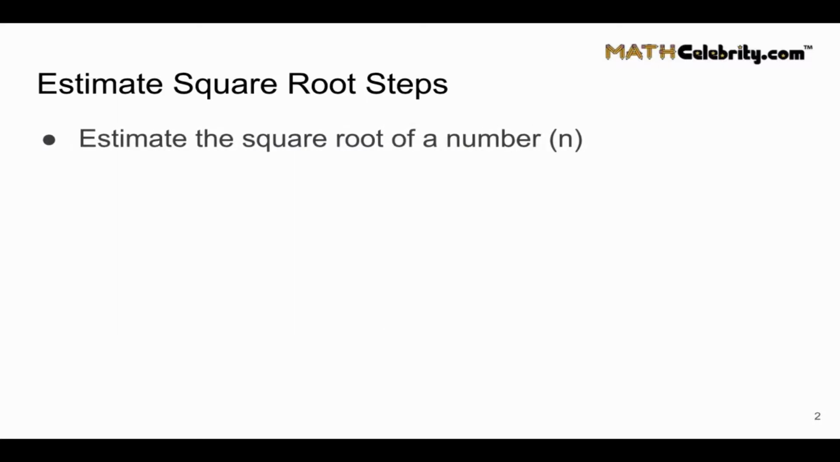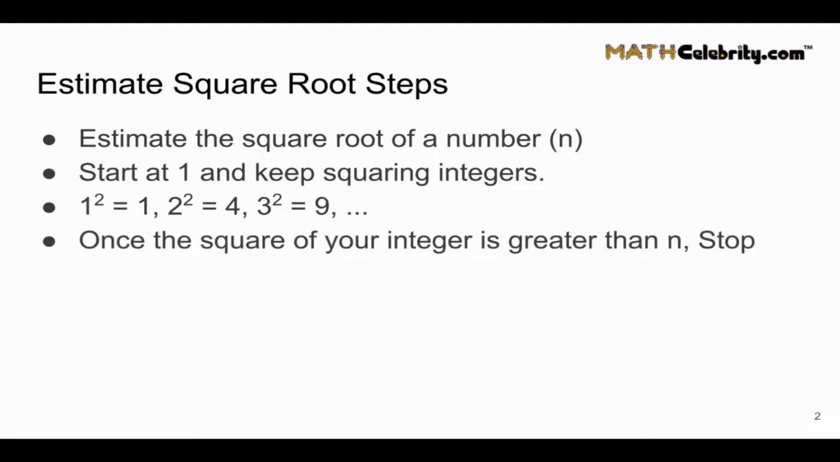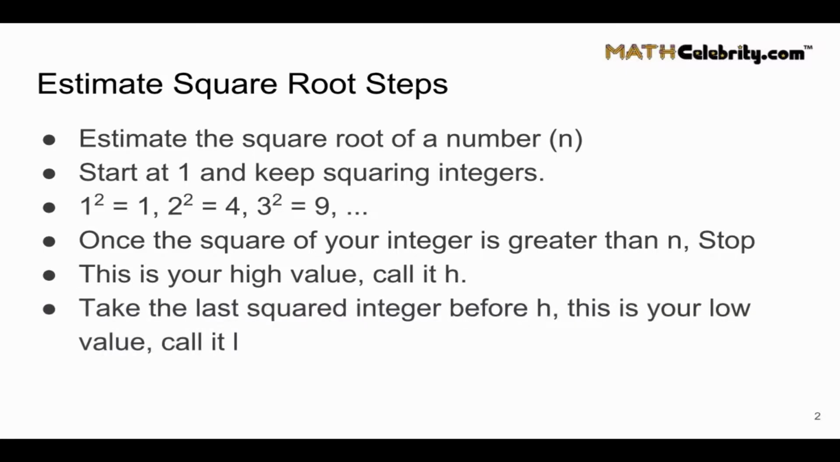How do you find L and H? You're going to start at 1 and keep squaring integers. So 1 squared is 1, 2 squared is 4, 3 squared is 9, etc. As soon as the square of your integer is greater than your number n, stop. This is your high value. We're going to call that h. Then you're going to find the last squared integer before h. This is your low value, and we'll call it L. Your square root of n is found between L and h, and it's written like this.